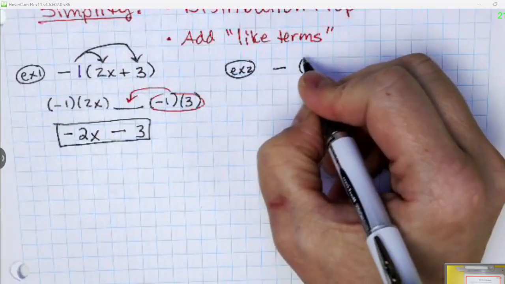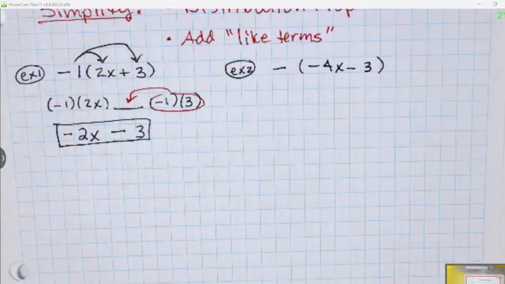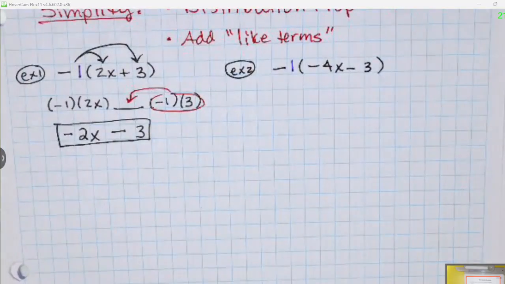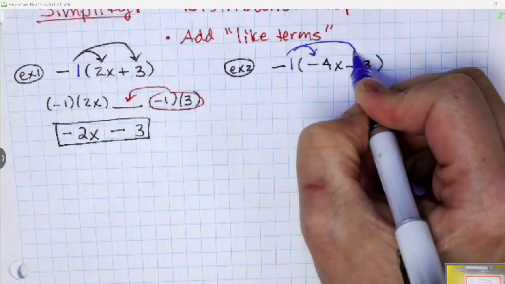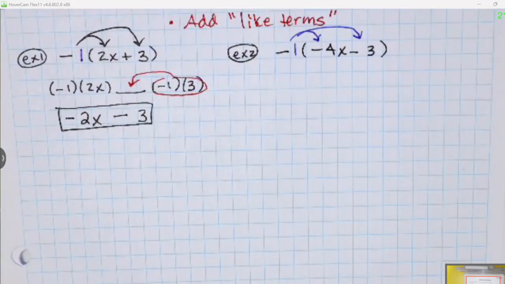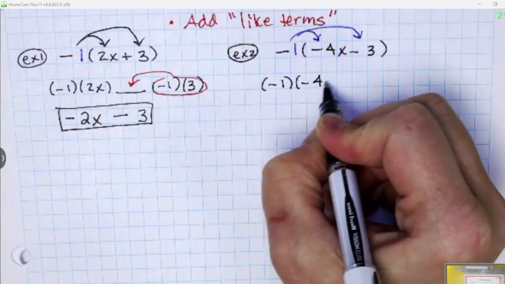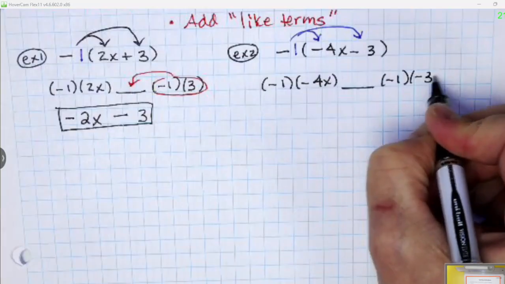All right, let's do another one. A negative times negative 4x minus 3. This one could cause all kinds of mayhem if you're not careful. So put the 1 into the negative. And again, if you like drawing the arrows, because that helps your brain, you can draw the arrows. You do not have to draw the arrows. I always say do it for a little while until it's not necessary anymore. All right, here we go. Negative 1 times negative 4x, leave a space, negative 1 times negative 3.